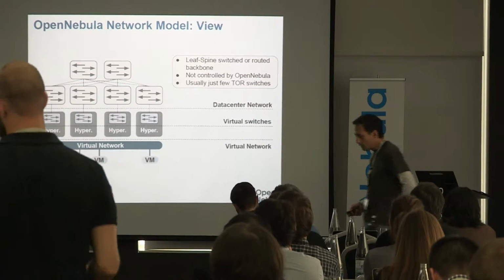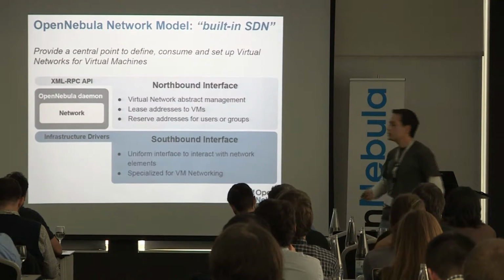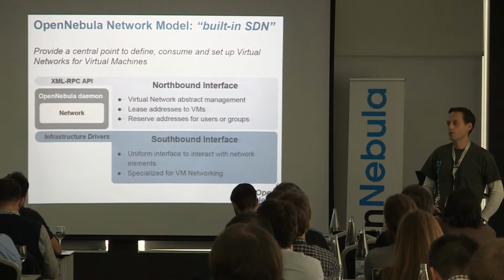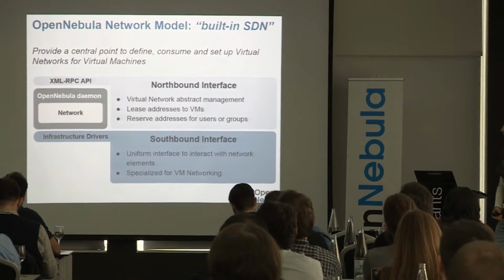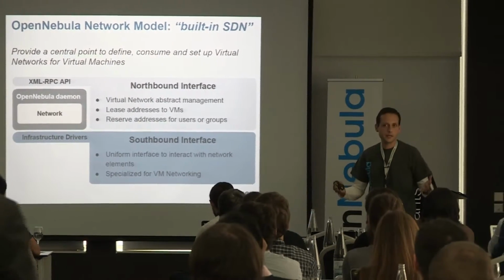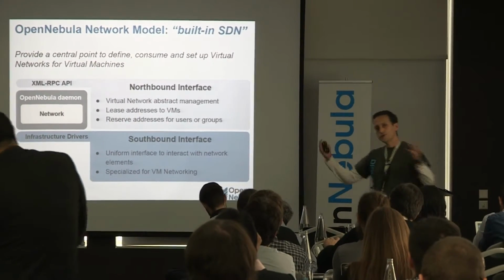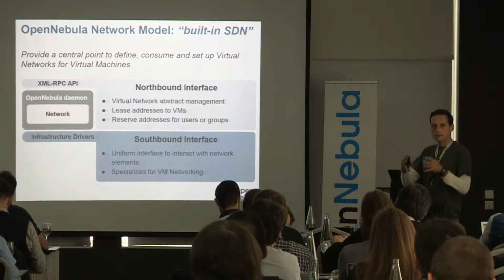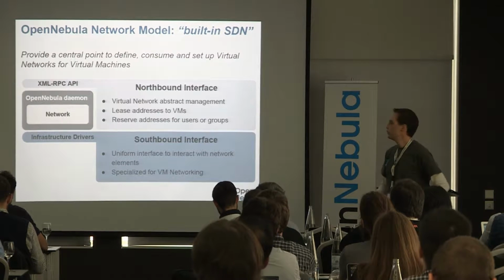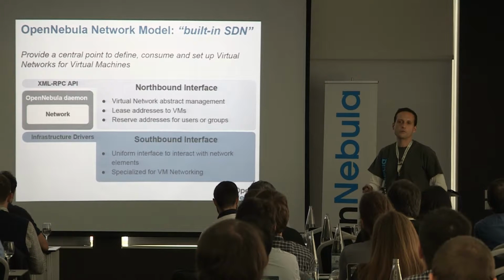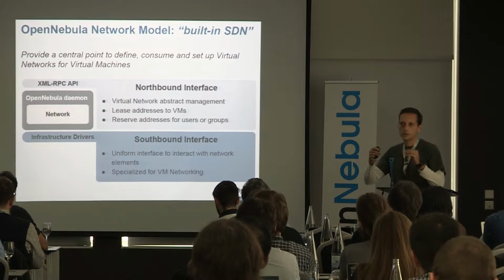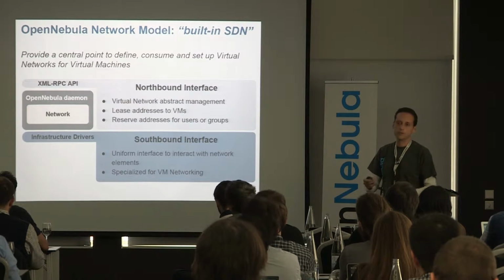There are specific SDN products which are usually integrated with other cloud management platforms. But in OpenNebula, we use what we call a built-in SDN. It's not a full, feature-complete SDN, but our goal with networking in OpenNebula is to provide a central point to define, manage, and consume virtual networks for VMs. So it's kind of an SDN specific for virtual machine networking.